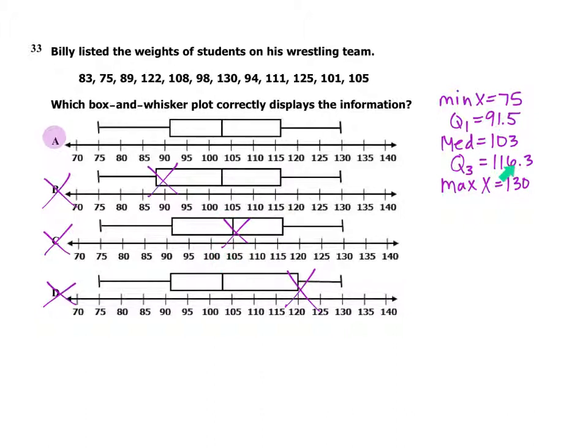Then the quartiles, halfway between the min and the median and the max. Quartiles are 91.5 and 116.3. So I can go in and eliminate this one because that's not the right lower quartile, and this one because that's not the right lower quartile. If I've now eliminated B, C, and D, then I probably have A. So I'll go ahead and double check. 75, 91.5-ish, 103-ish, 116.3-ish, and 130. Yes, indeed, it sure does match. Two more questions, guys.